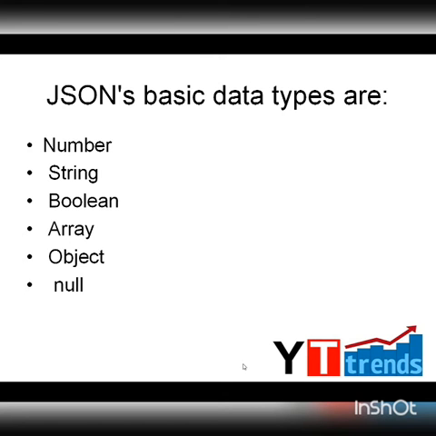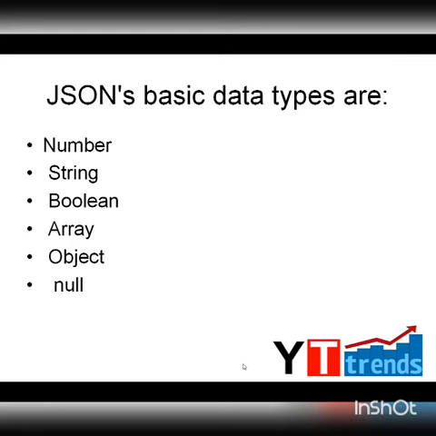The second data type of JSON is string, a sequence of 0 or more Unicode characters. Strings are delimited with double quotation marks and support a backslash escaping syntax. Third is Boolean, either of the values true or false. Fourth is array, an ordered list of 0 or more values, each of which may be of any type. Arrays use square bracket notation with elements being comma-separated.